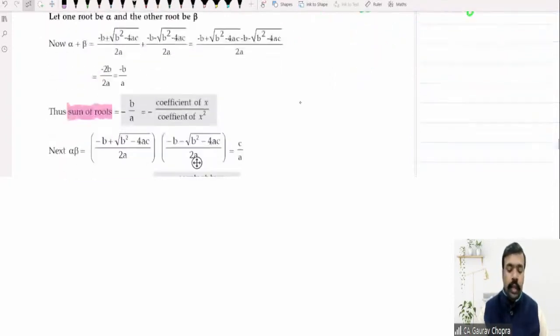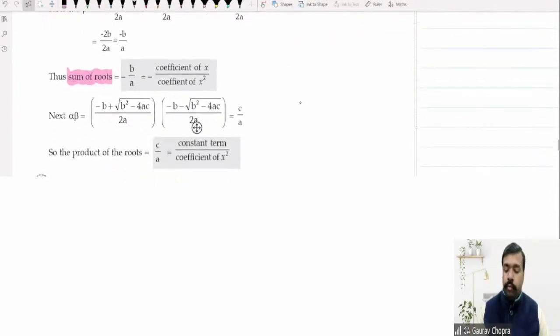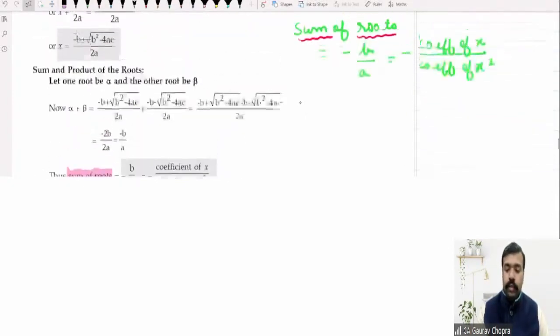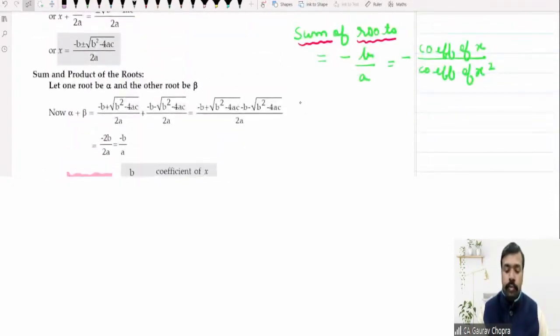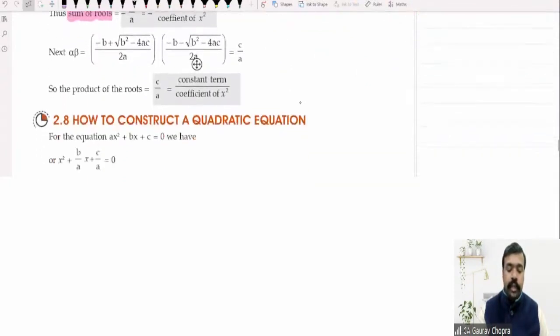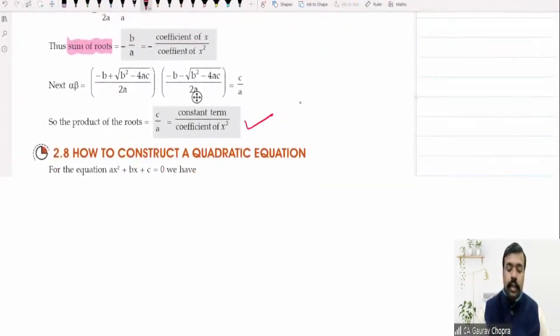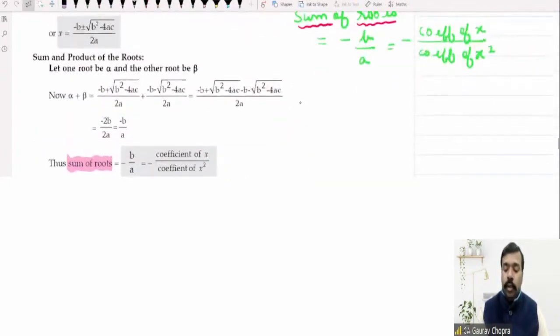And also, if we are talking about the product of roots, it will be c upon a.